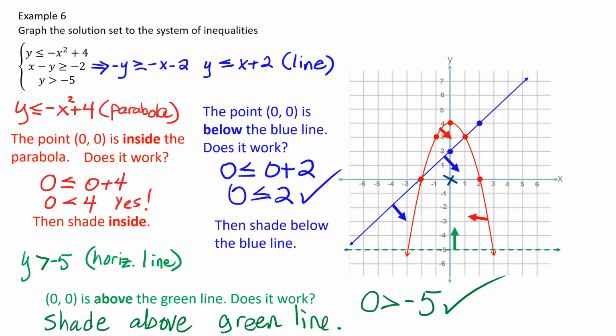So all the points that are above the green line, inside the parabola, and below the blue line are going to be right there. So that is where we shade. So we just have to be careful to go through each shape or line and make sure we know which side to shade and just use arrows to remind ourselves. And then once we're done with all of the different shapes or graphs, we can shade it.